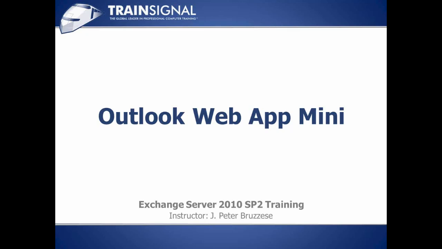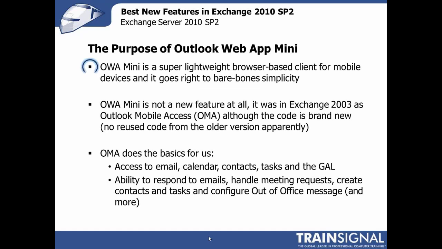All right, let's talk about Outlook Web App Mini. Outlook Web App Mini is a super lightweight browser-based client for mobile devices, and it really goes right to bare-bones simplicity. All right, so you might say, this is great, this is brand new, but it's not. Outlook Web App Mini is not a new feature at all. It was in Exchange 2003 as Outlook Mobile Access, OMA.